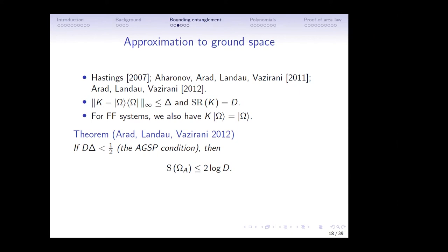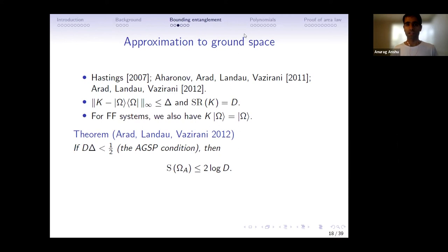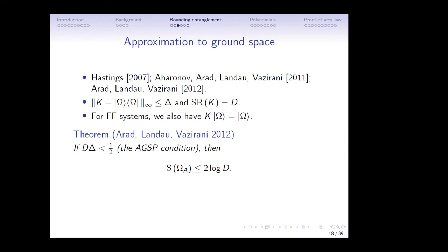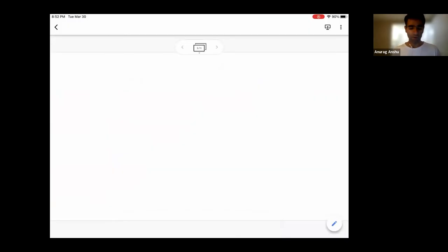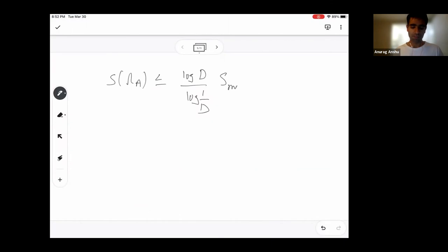So just one second. Let me stop sharing here quickly. So what happens is that usually they prove the following theorem: the entropy of this ground state is less than log d over log 1 over delta times this min entropy that you mentioned, plus log d, roughly.